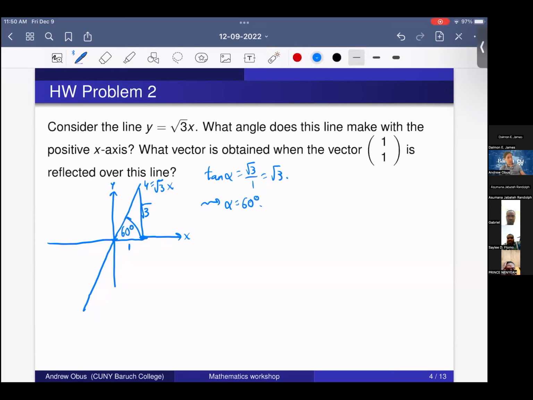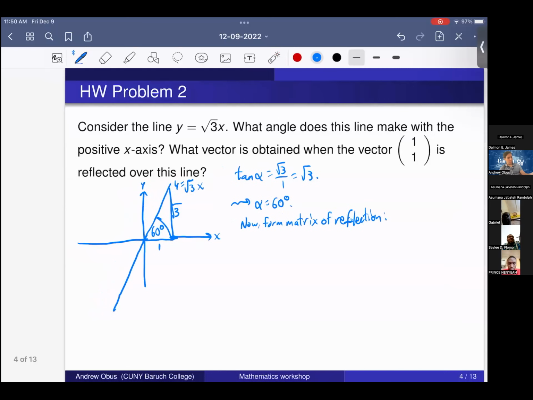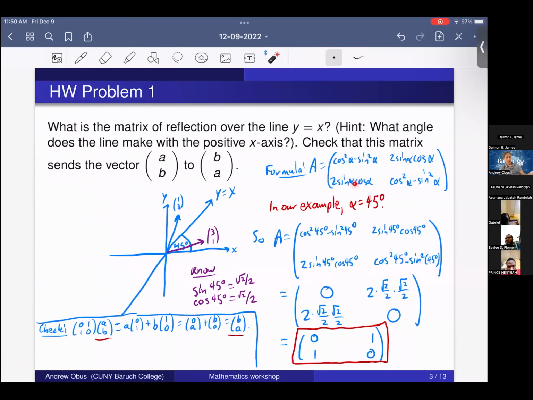So now that it's 60 degrees, we can form the matrix of reflection again. So I'm just going to go back. We'll see we have this formula over here, but now I'm going to plug in 60 degrees instead of 45 degrees because it's a different line. Okay, so I'll do this with 60 degrees.